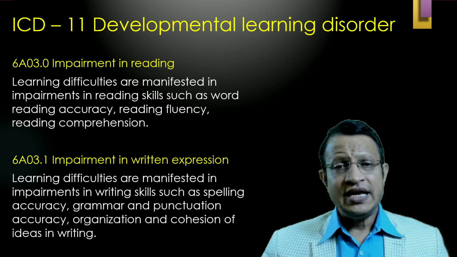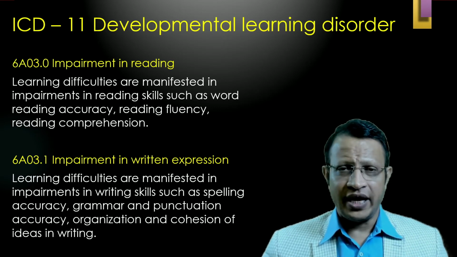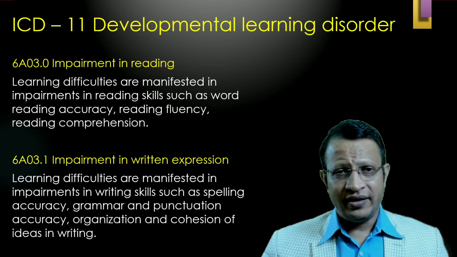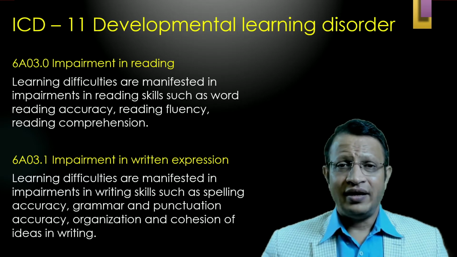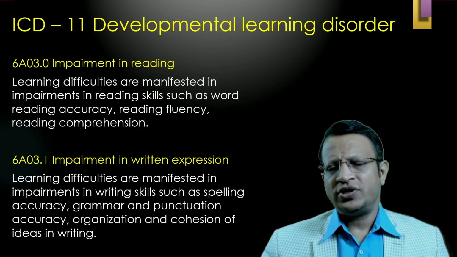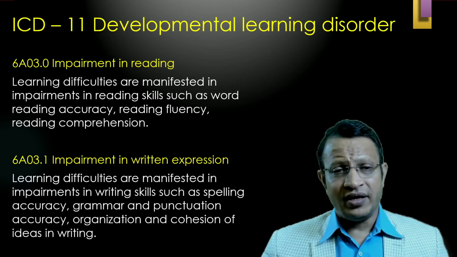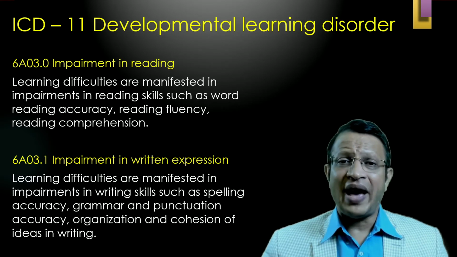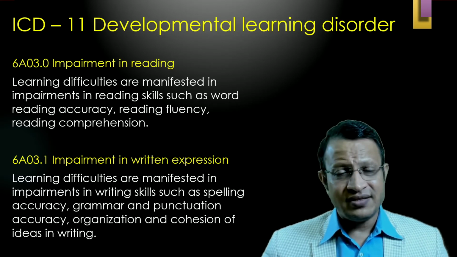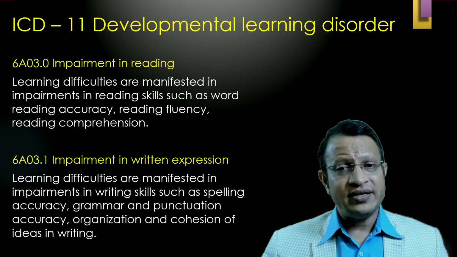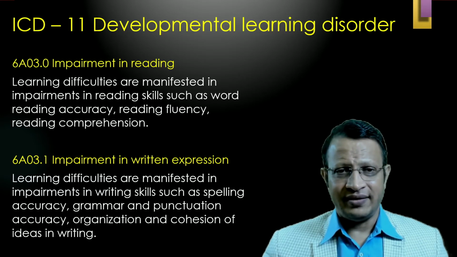Further, this developmental learning disorder has been subtyped. The first subtype is impairment in reading. Impairment in reading difficulties are manifested in reading skills such as word reading accuracy problem, difficulty in reading fluency, or reading comprehension. It is almost similar to DSM-5. Impairment in written expression. Here, the ICD-11 clearly says learning difficulties are manifested in impairment in writing skills such as spelling accuracy, grammar, punctuation accuracy, organization, and cohesion of ideas in writing.